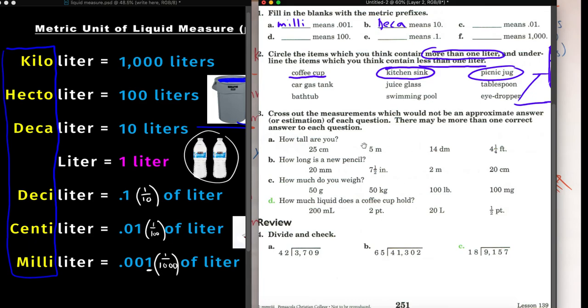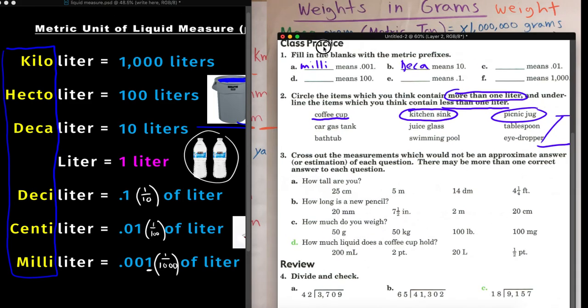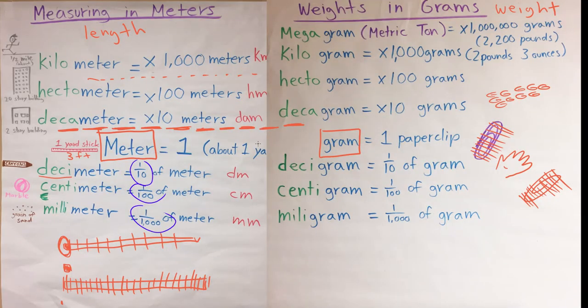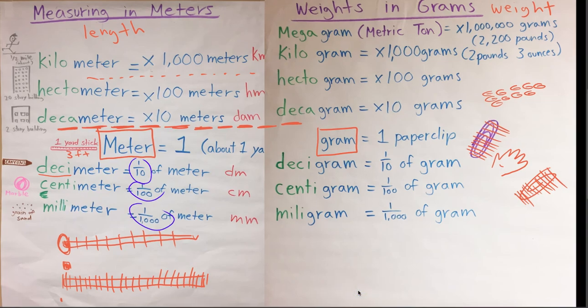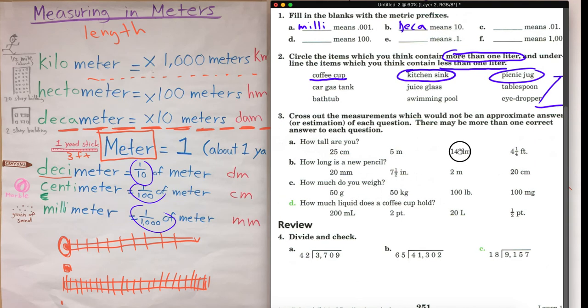And this one, you would probably want to look at the beginning of the video when I showed you the posters, this poster here. You can either pause it here or pause it at the beginning of the video. These two posters would help you with the questions here, like how tall are you? 25 centimeters, 5 meters, 14 decameters, or 4.1 feet. Use the poster for that.